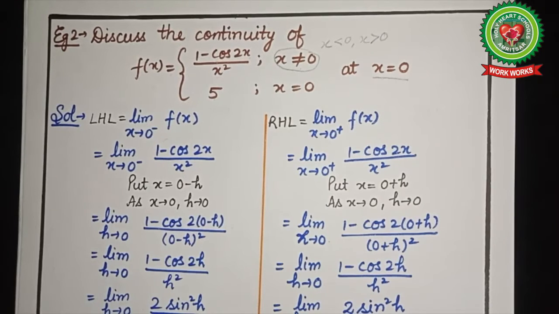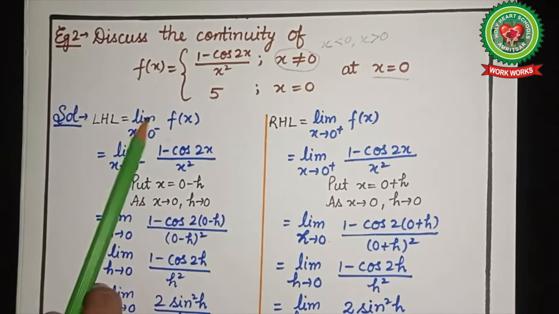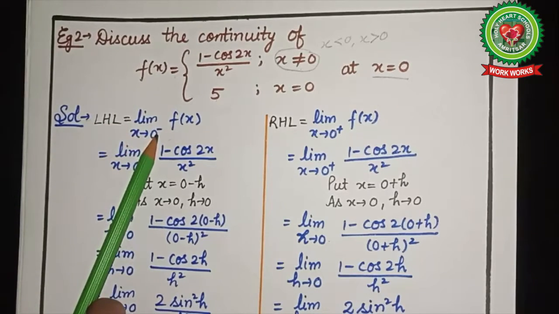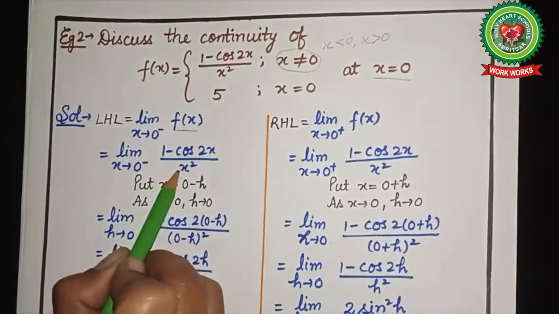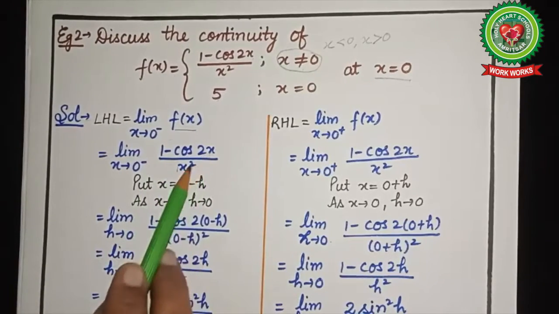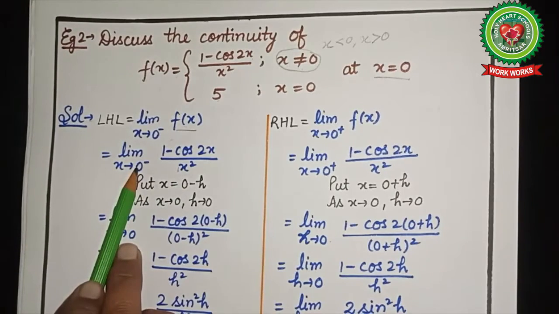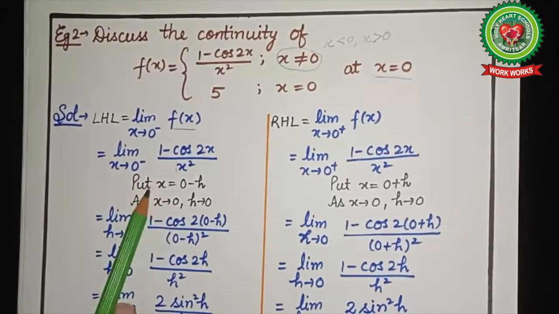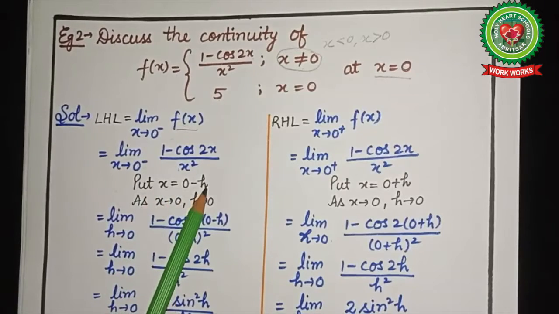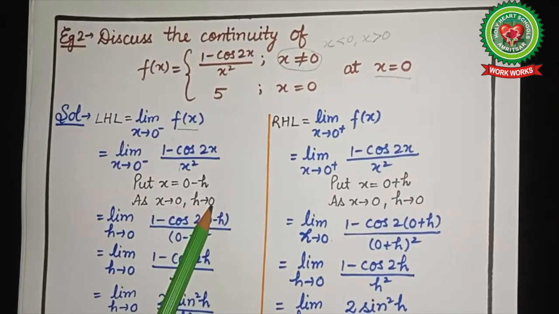Now, let's start with the left hand limit. Left hand limit is equal to limit x tending to 0 negative of f(x). Now here put the value of f(x), it is (1 − cos 2x) upon x². So when you change the limit 0 negative to 0, put x equal to 0 − h. As x approaches 0, h will also approach 0.